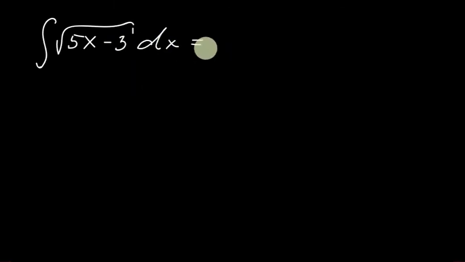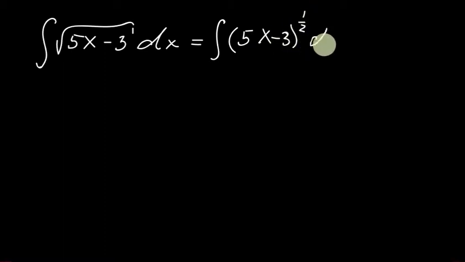An integral of the square root of 5x minus 3 dx. Don't forget this dx also, it's important. So let's write this square root as a power of 1/2, and now we can integrate.